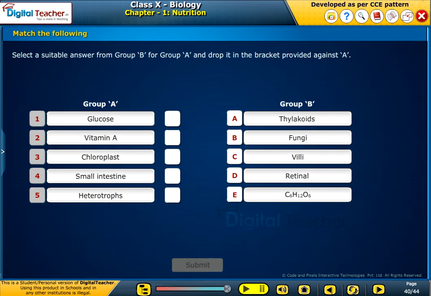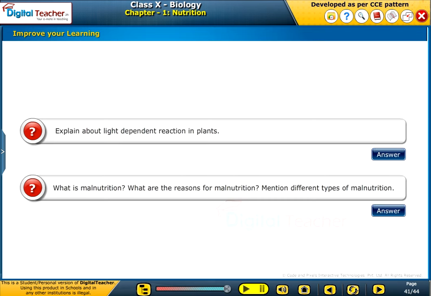Match the following. Select the suitable answer from group B for group A and drop it in the bracket provided against A. Read the questions and attempt the answers on your own. You can click answer for your reference.